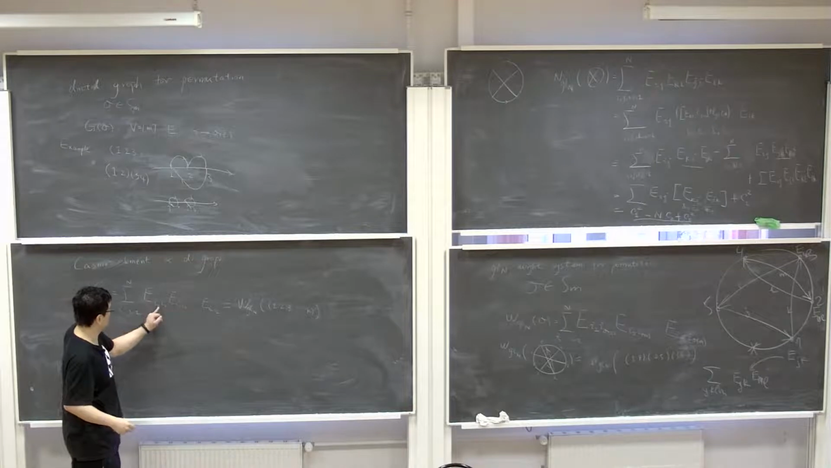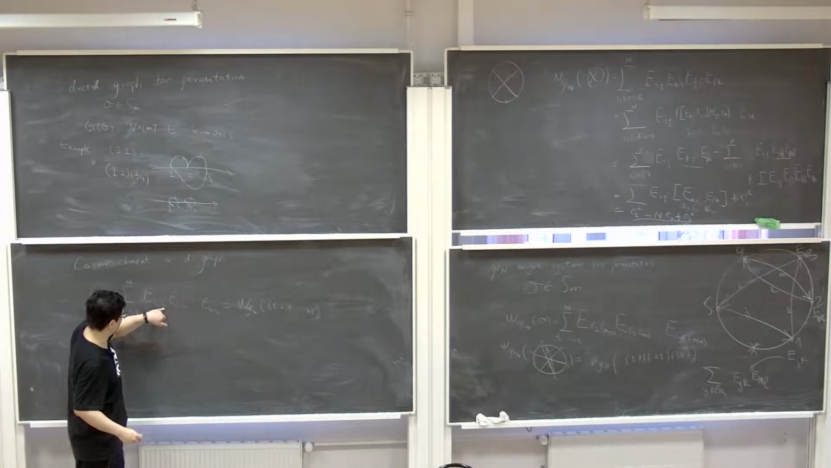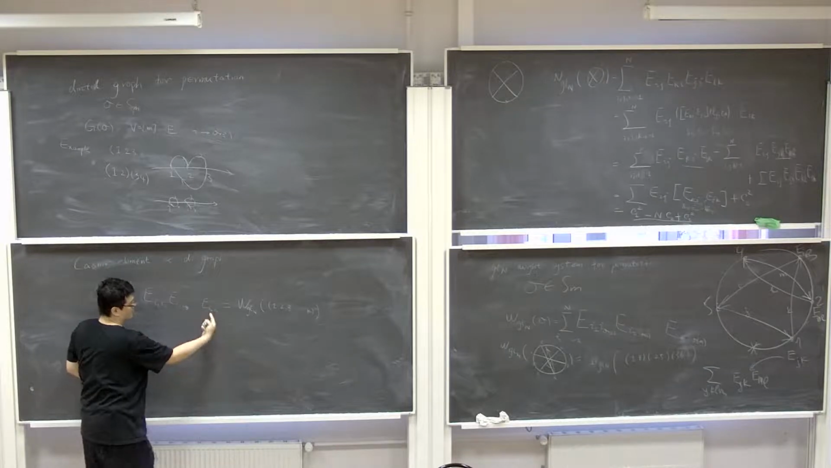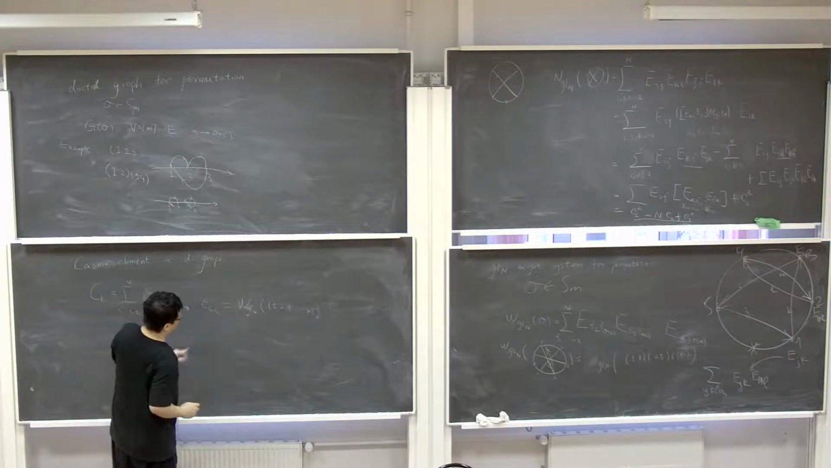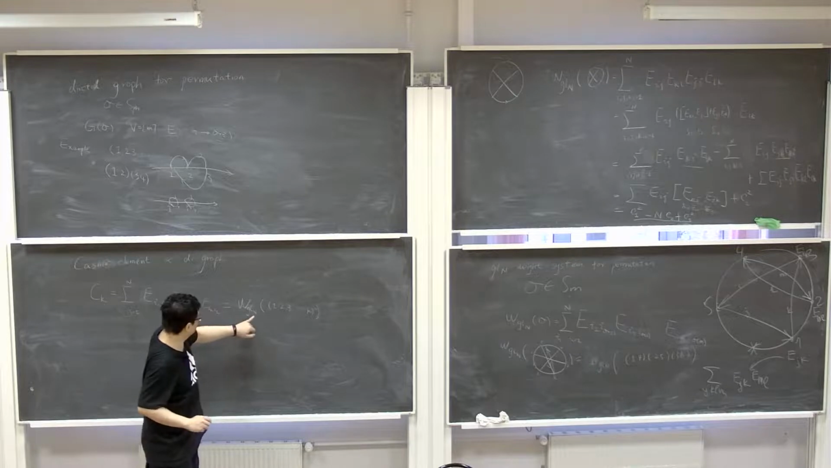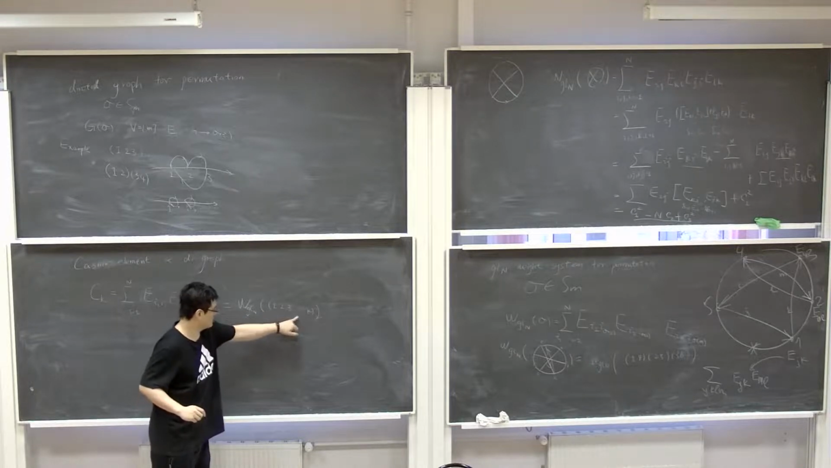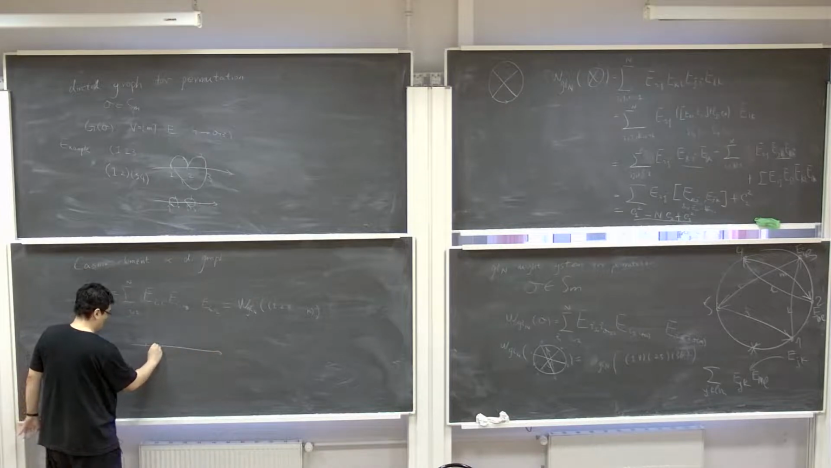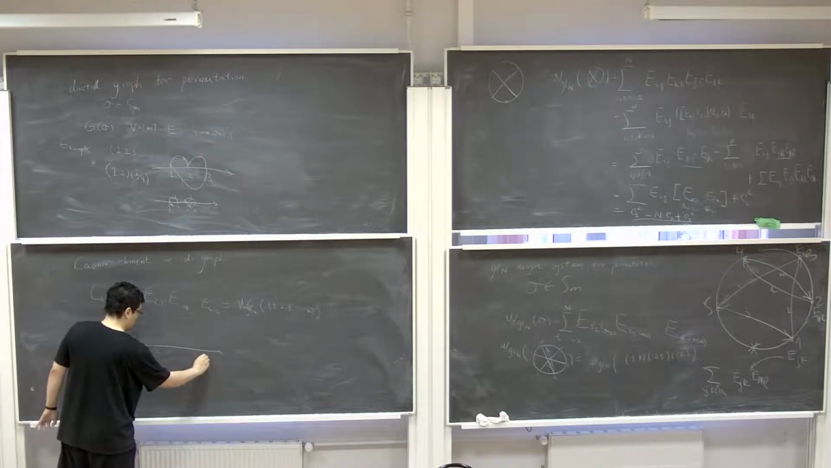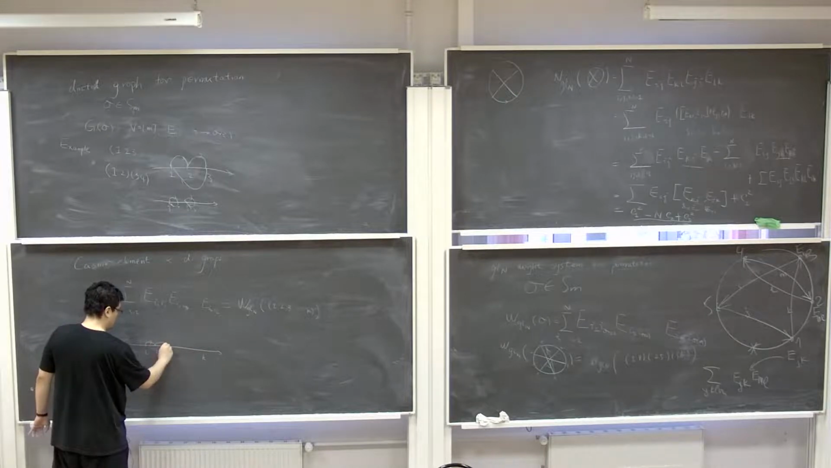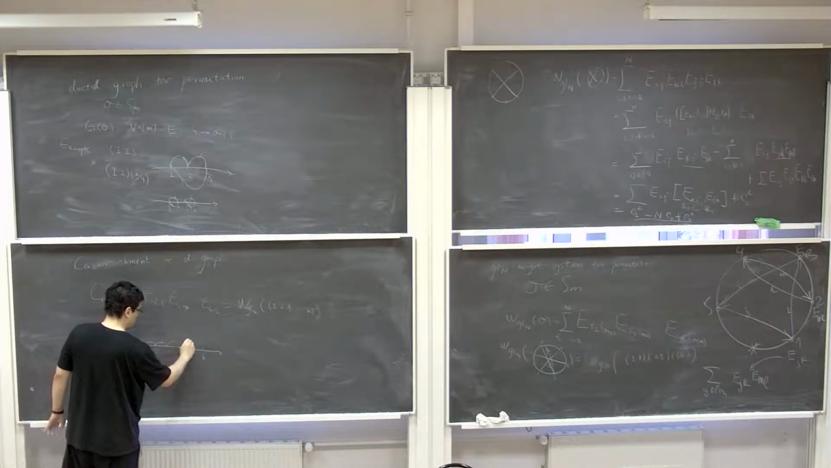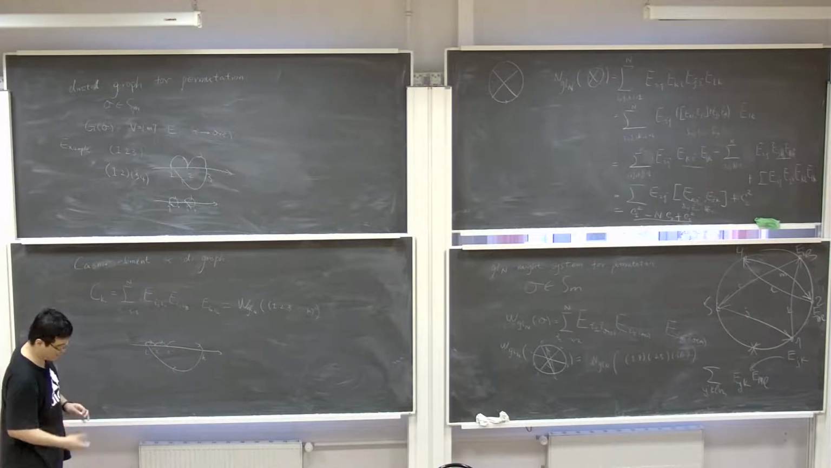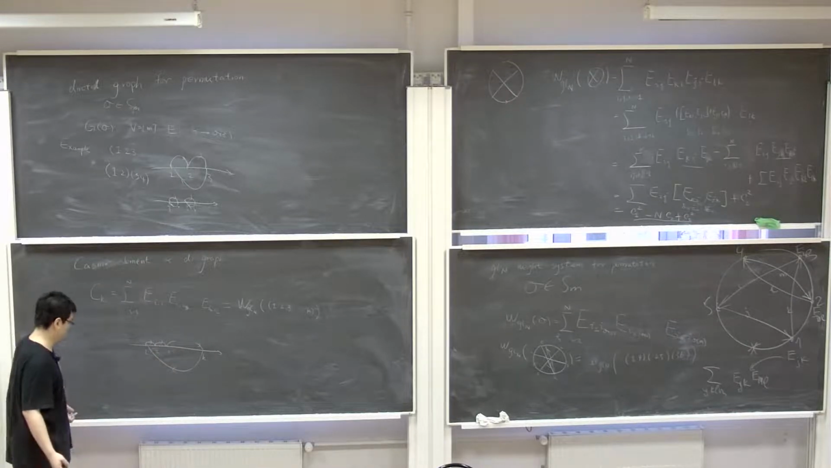Because this is 1, and this should be sigma 1. Sigma 1 is 2. Sigma 2 is 3. So sigma k is 1. So it's exactly the GLN weight system for the cyclic permutation. And the graph looks like 1, 2, 3, ..., k. Like this.